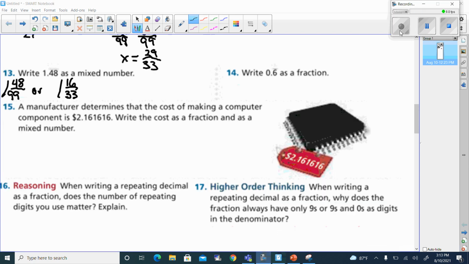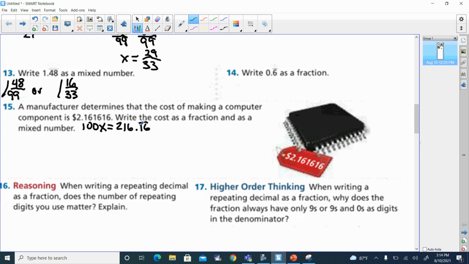And now we're going to go to number 15. It says a manufacturer determines that the cost of making a computer is 2.16 repeating. The cost as a fraction and a mixed number, okay. So once again, I'm going to try to take a shortcut here. We already know what x is, which means if 16 is repeating, we're going to multiply this by 100x. That's going to be equal to 216.16 repeating.